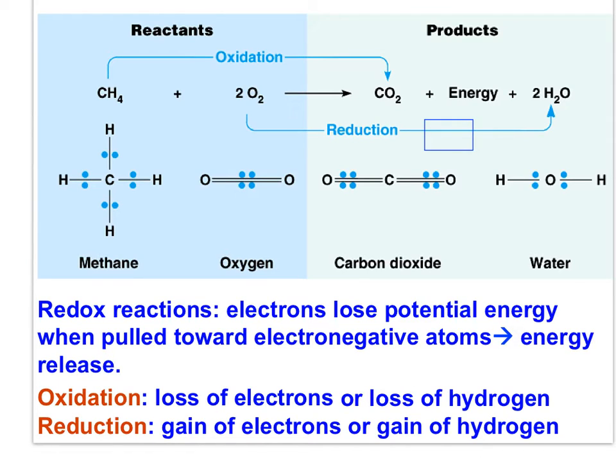Oxidation reduction reactions are known as redox reactions. And in redox reactions, electrons lose potential energy as they are pulled toward the electronegative nuclei of atoms, such as oxygen. Oxygen is very electronegative and pulls electrons towards its nucleus, as you can see here. And energy is released in the process. Thus, the combustion of methane as a fuel source involves a change in the position of electrons from being further away from the nuclei of atoms to being closer to the nuclei of atoms.